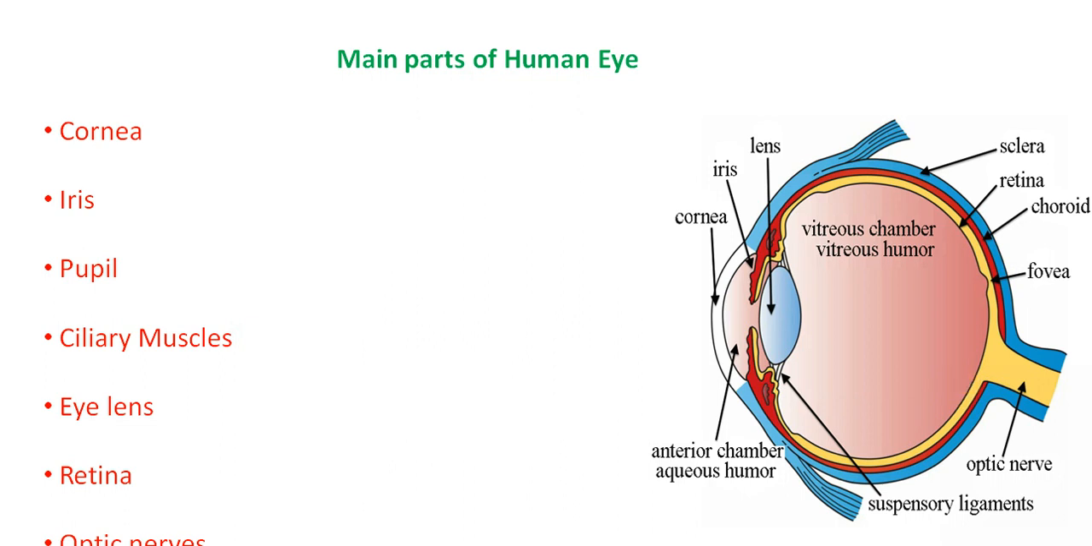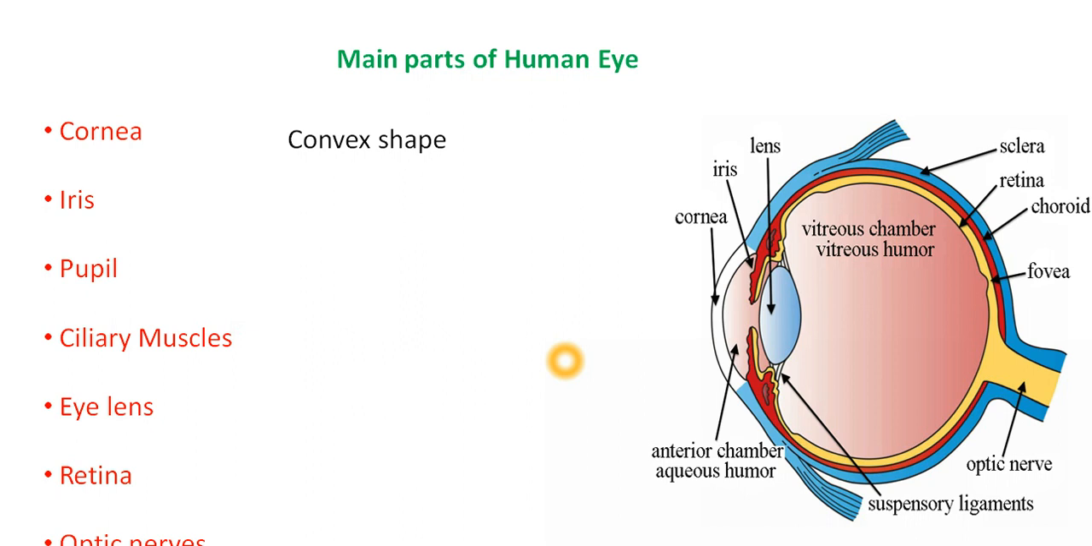So let's start with the front, outer part of our eye, that is called cornea. You can look at this diagram. This is the front part of our eye. It's made of transparent substance and it's bulging outwards. So we can say the outer surface of cornea is convex in shape. Now the light coming from objects enters the eye through this cornea.